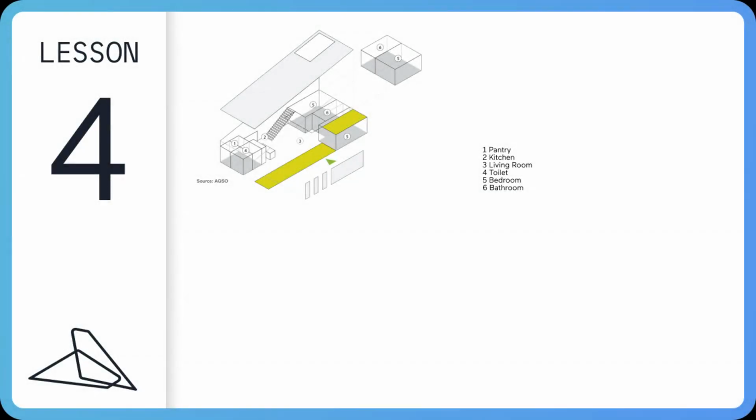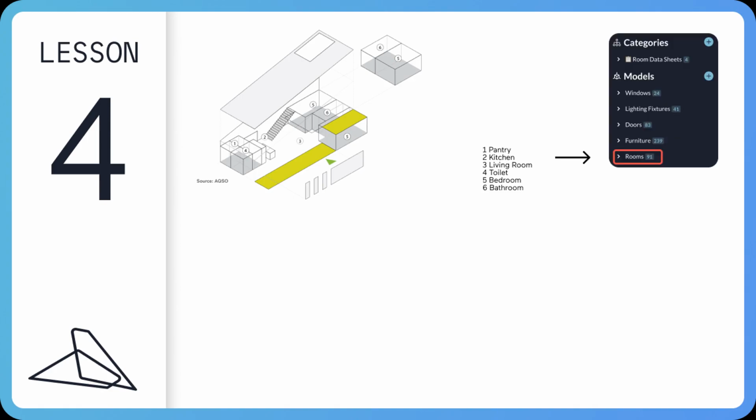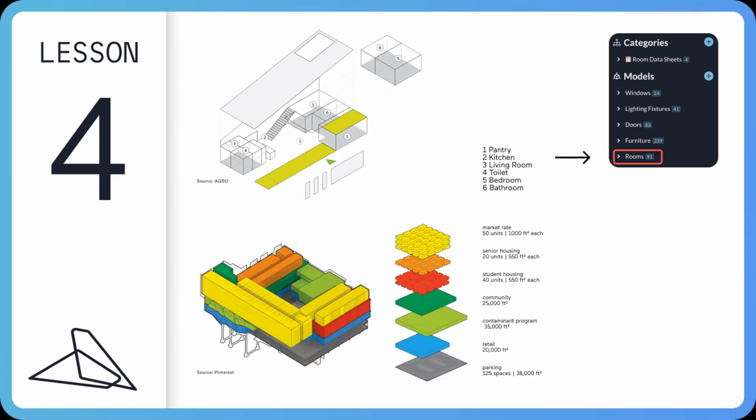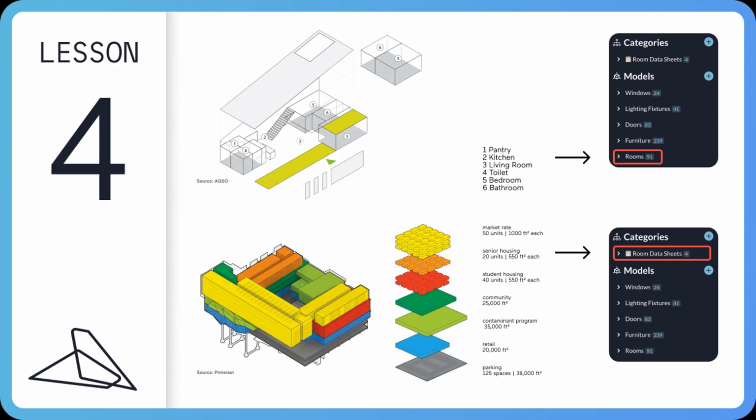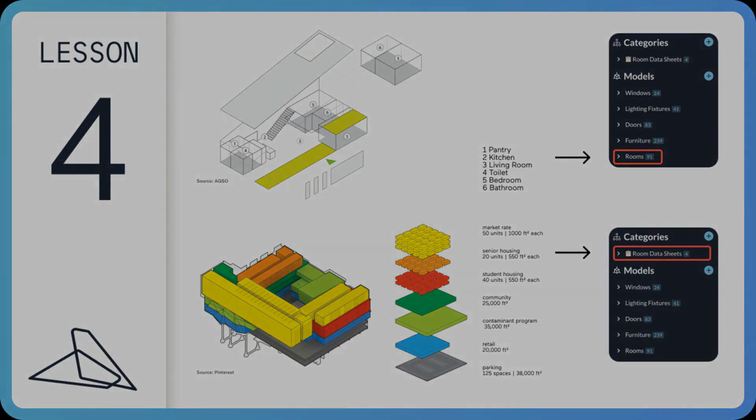For small residential projects with a few rooms where you need to create a room datasheet for each room, it is recommended to do that under the Models section. For bigger projects like commercial buildings where you are working with room typologies, you can create a workflow where you collect information about groups of room instances from your model. For that process, it is recommended to work under the Categories section.